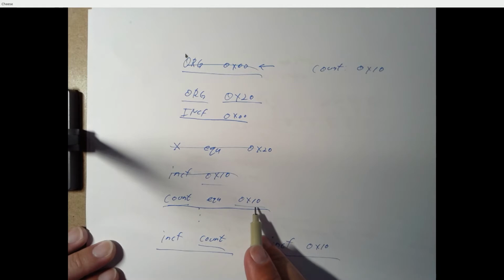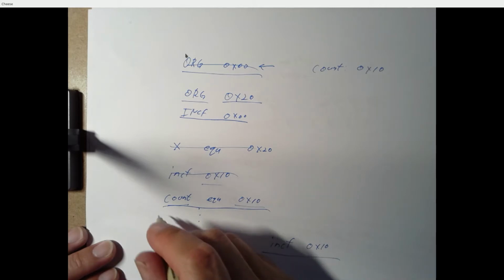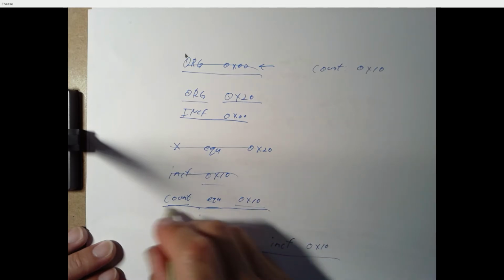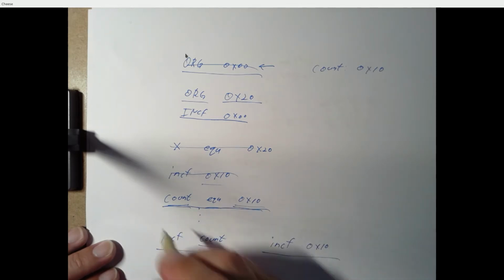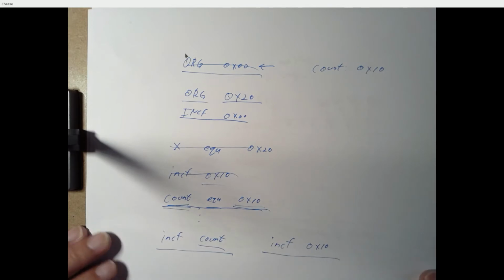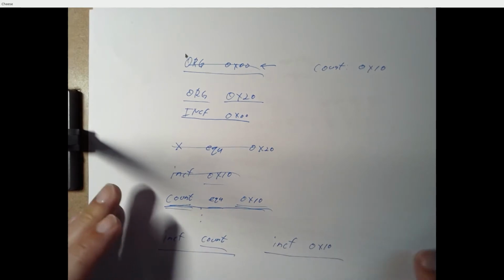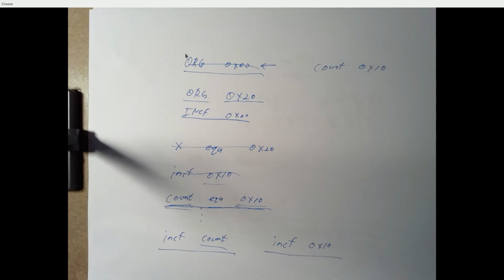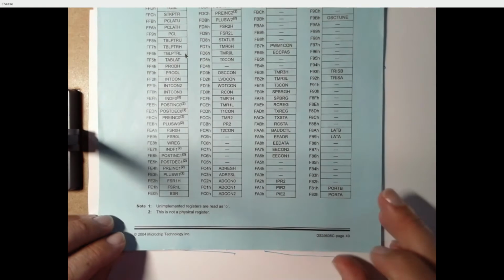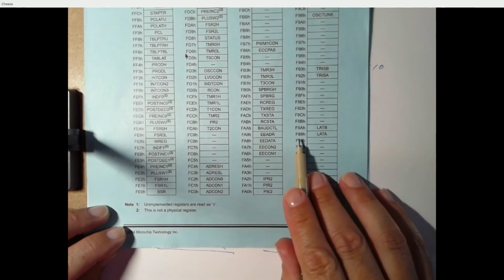If we change this to 0x15, then increment file register count would become increment file register 15. So we basically set up a symbol for some magic location, and we call it whatever we want. Well, this is really useful when we're dealing with these special function registers. Because if we want to write something to latch A, we know we have to write to magic location F89.